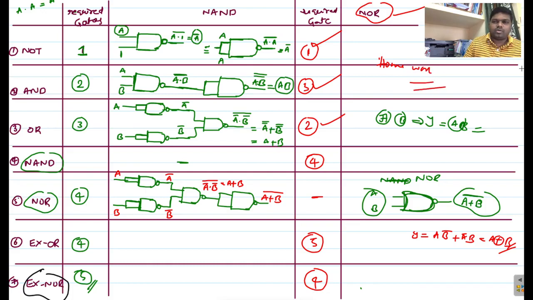Okay, so this is about logic gates. 3 basic gates and 2 universal gates and 2 extra gates, and some properties as well as some important notes and realization of these basic, extra and universal gates with the help of NAND and NOR realization. Okay, this is all about logic gates. So all the best for your exam. Thank you.